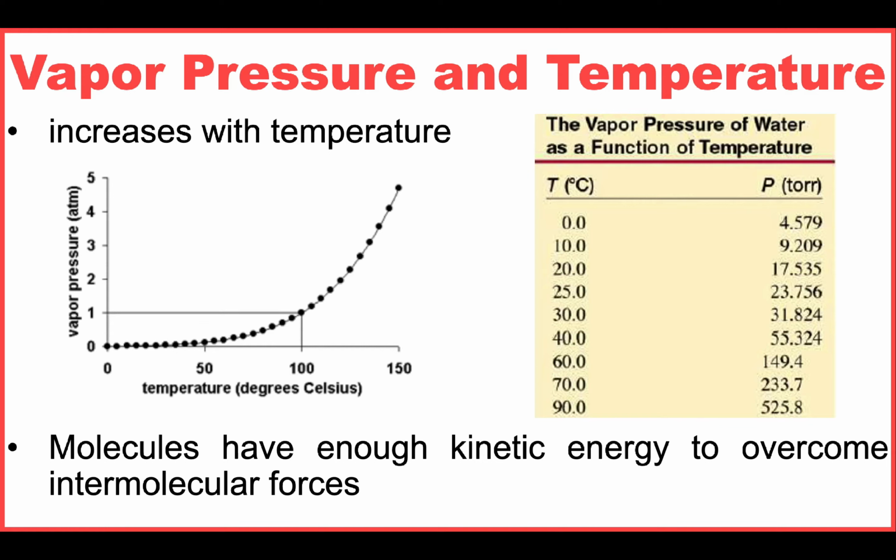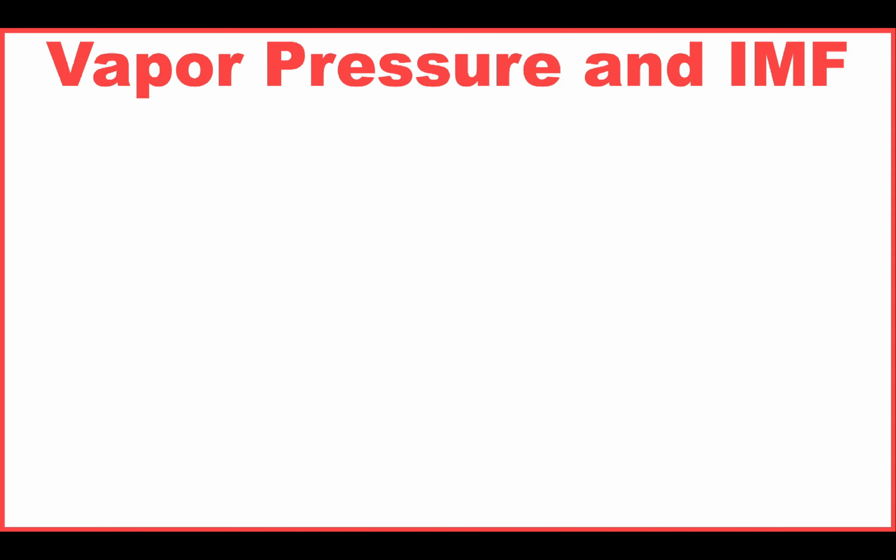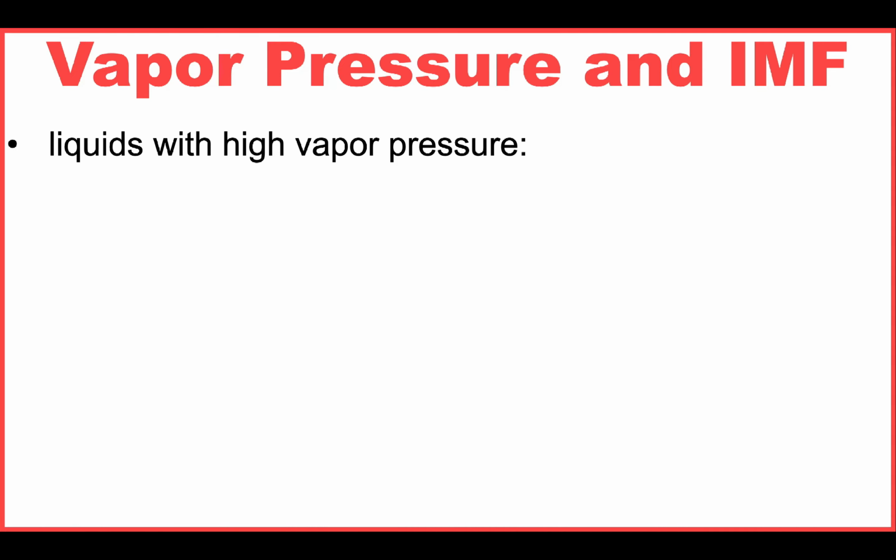Now, what is the relationship between vapor pressure and the intermolecular forces? Vapor pressure depends upon the nature of the liquid and consequently on the intermolecular forces. Remember, liquids with high vapor pressure, we call them volatile liquids or volatiles.